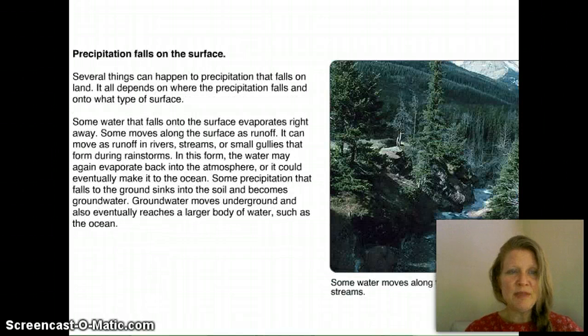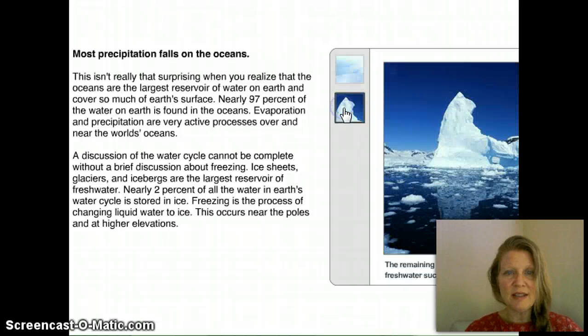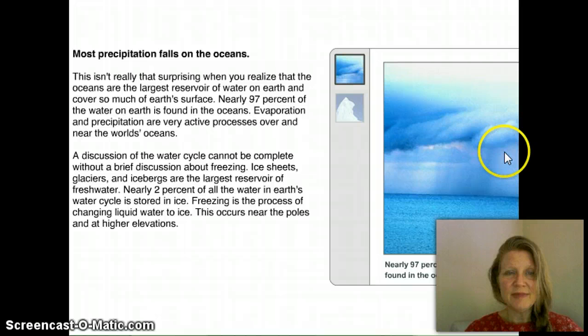That brings us to the term sublimation, where water goes from a solid state back to a gaseous state. Sublimation.